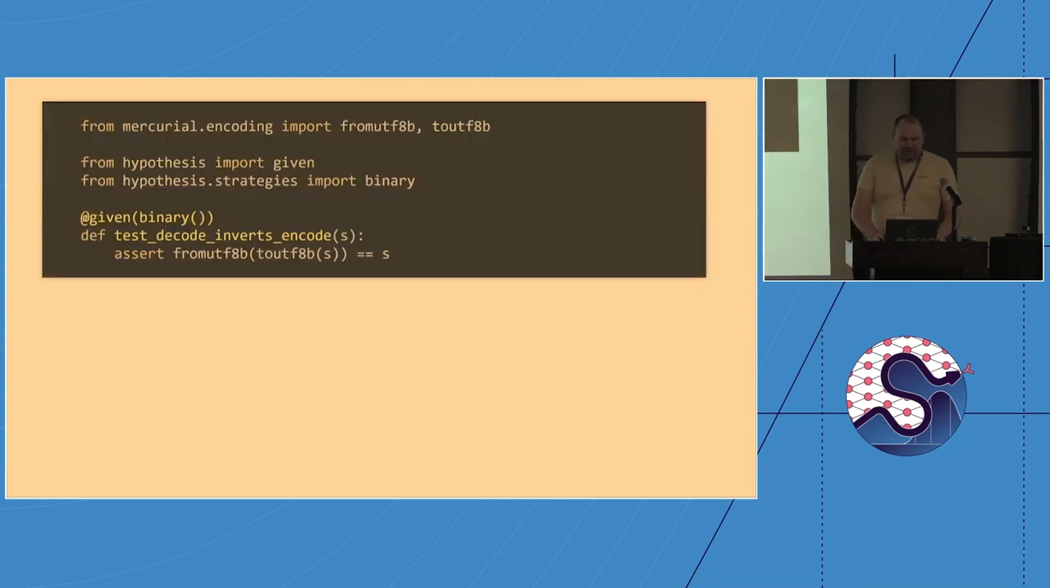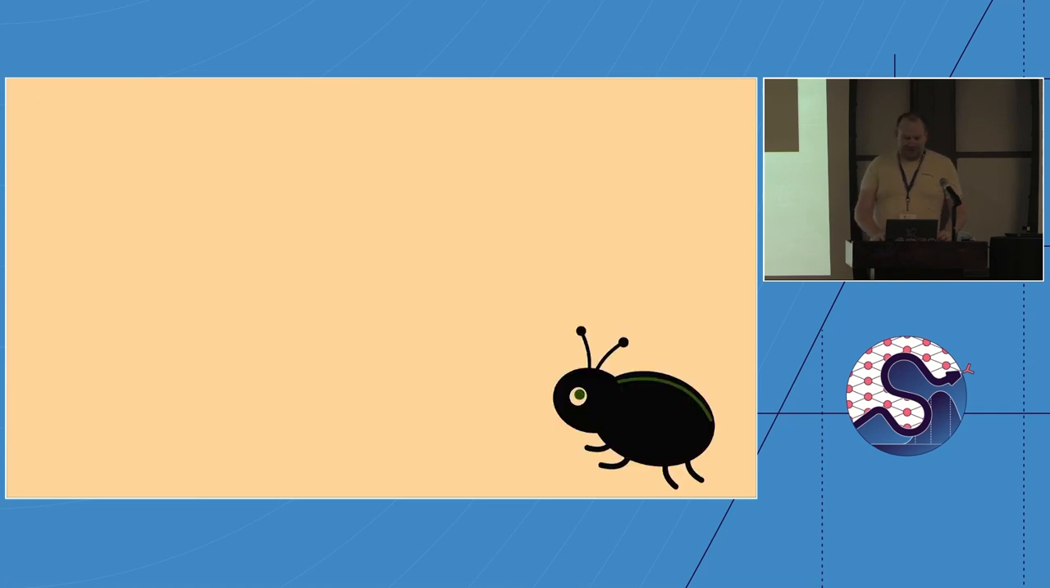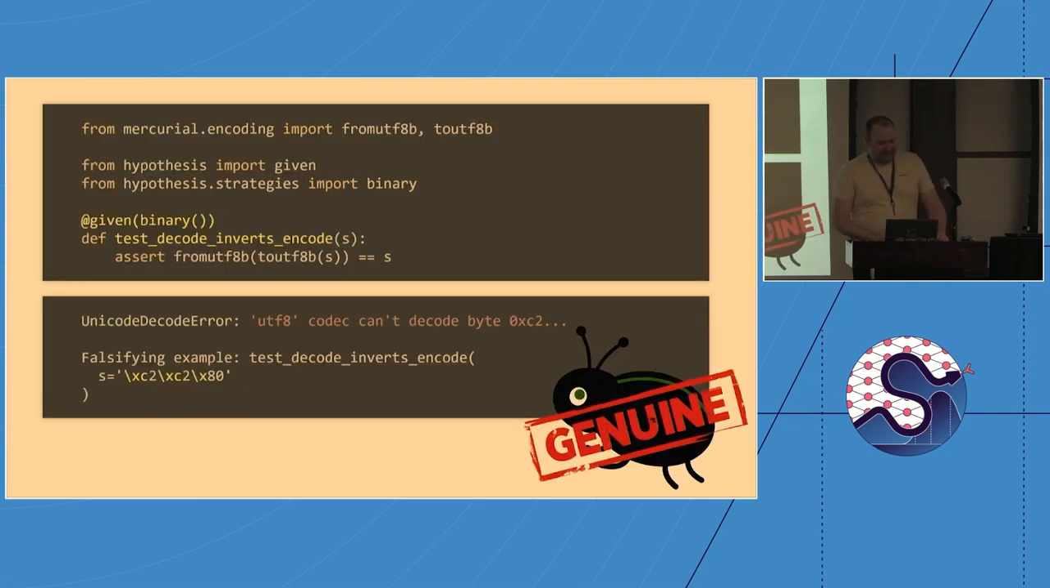Let's look at another one. There's the Mercurial tool, which is an alternative to Git. It has a function to encode a byte string in UTF-8. We wrote a simple test that, if you take a binary string, convert it to UTF-8 and then back to a binary string, you should get the string you started with. Does that seem reasonable? You might be able to guess where this is going. We found another bug.